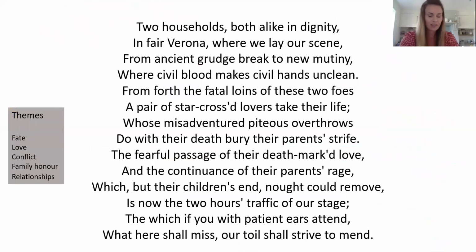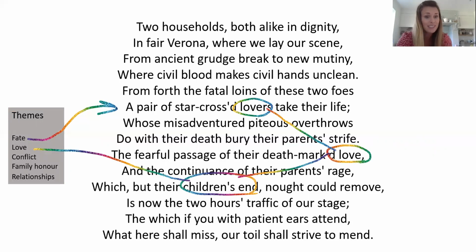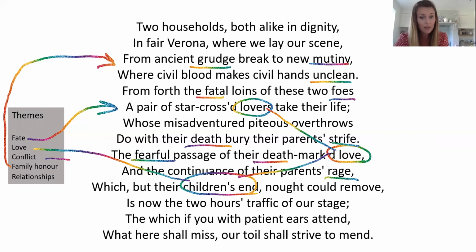And then finally, we have themes. And you'll realise, again, we still haven't read it. But we understand a lot of it. And now we're going to look at how the themes link here. So the theme of fate, the star-crossed lovers taking their life, which I've already talked about. The theme of love, which I did at the very beginning with language, linking our words together to realise that there's a theme of love coming throughout this play. Again, the conflict, which we did at the very beginning with the words, grudge, mutiny, foes, fatal, death, rage. Conflict is one of those key themes.